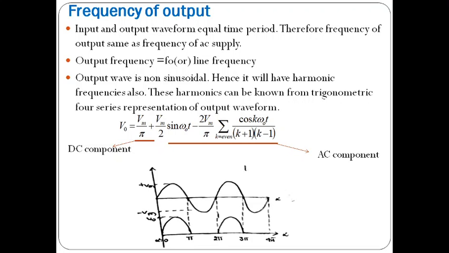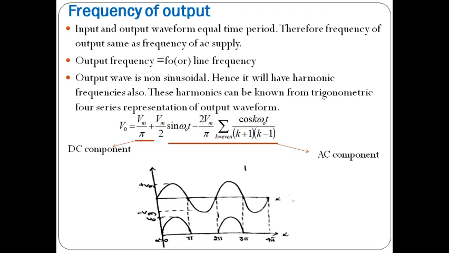So we can say this output frequency is also nothing but the line frequency. It is almost equal to f naught, the fundamental frequency or input frequency. Yes. This output wave is a non-sinusoidal signal. Non-sinusoidal signals always have harmonic frequencies, that is, multiple frequencies. These harmonics can be known from the trigonometric Fourier series representation of the output waveform.